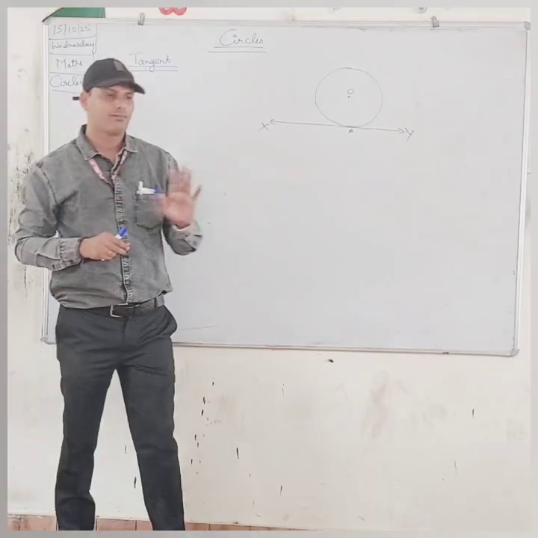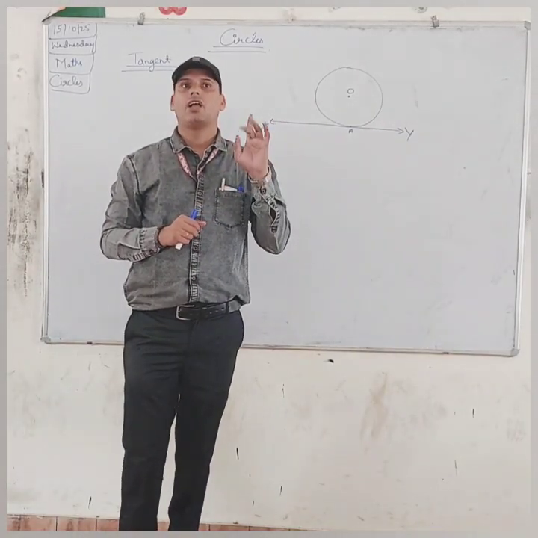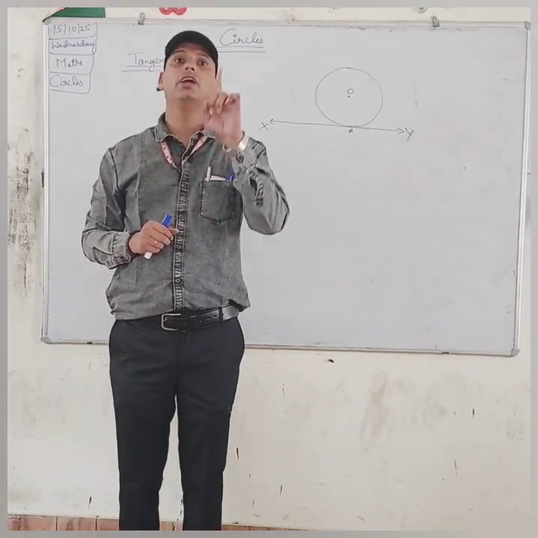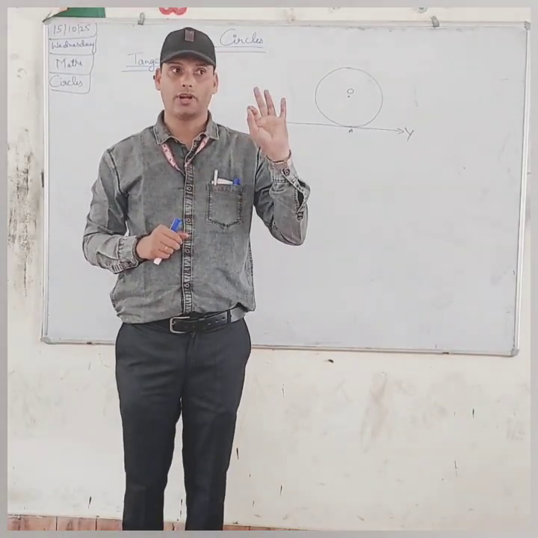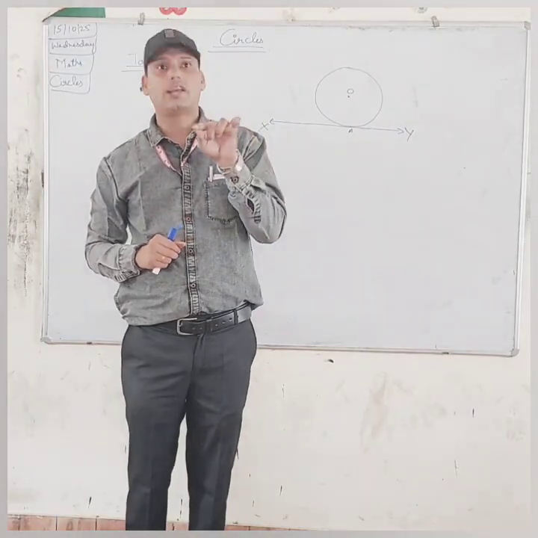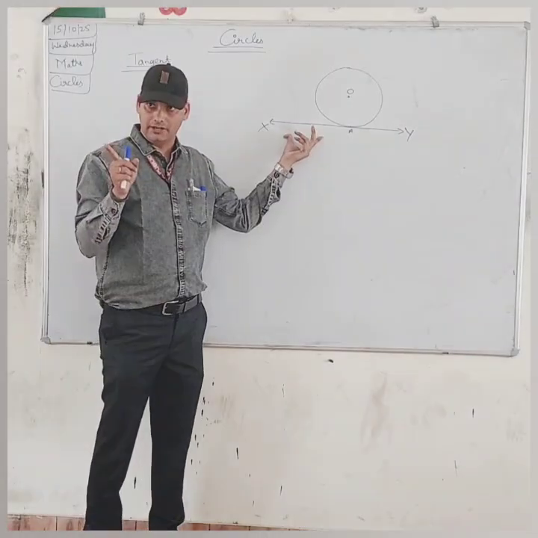So if anyone asks what is tangent, you will define it like this: a line intersecting the circle at only one point. That is important. Intersecting at only one point, then that line will be known as the tangent. Remember that.